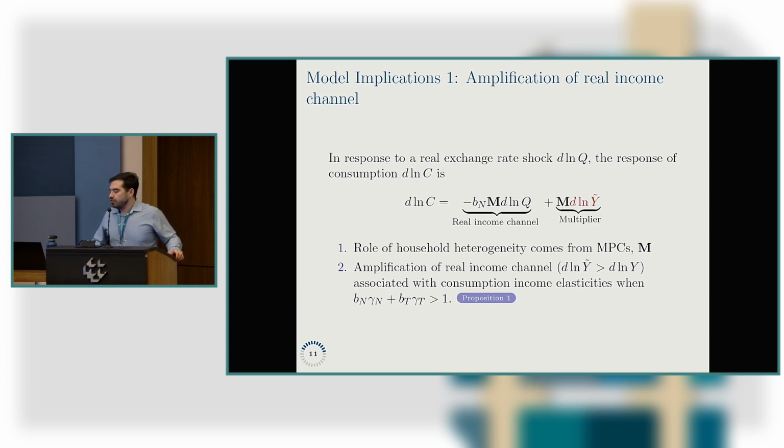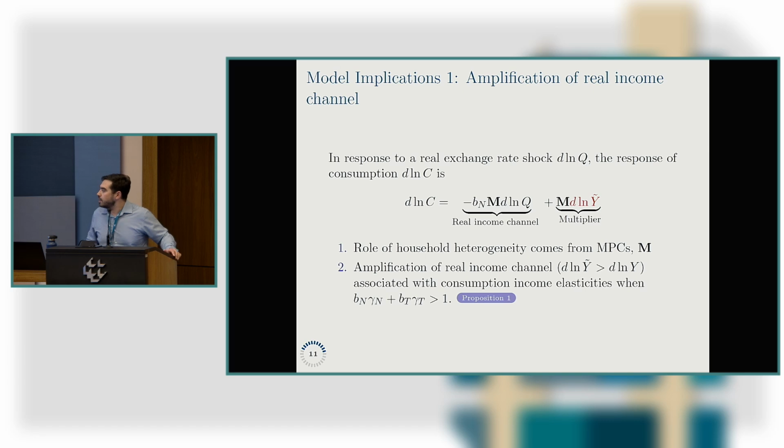The first model implication is related to, let's think about a real exchange rate shock, and what is the effect on aggregate consumption. So the change in aggregate consumption depends on a real income channel and a multiplier. This result was shown by Auclert and some co-authors in a recent paper, and we extend and generalize that result. And in the case of non-homothetic CES preferences, the multiplier will be different, particularly for the calibrations that I will show you.